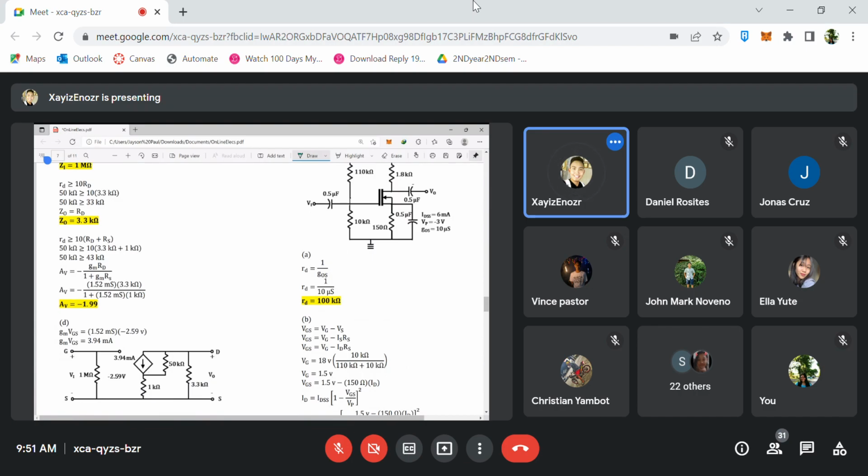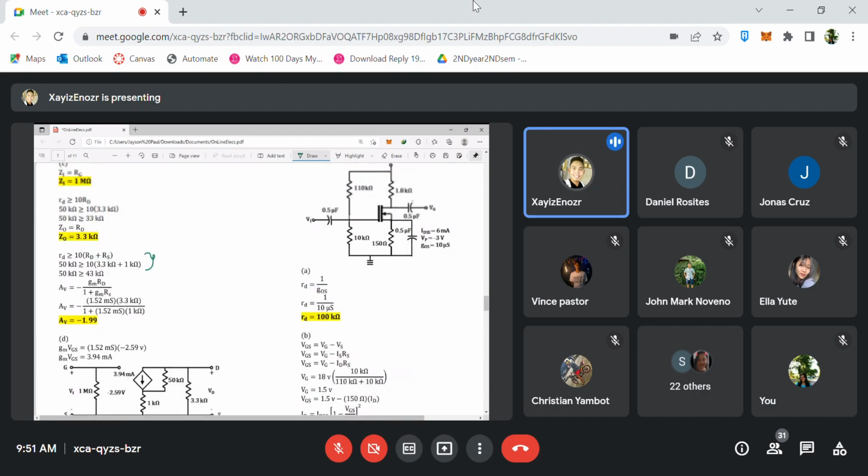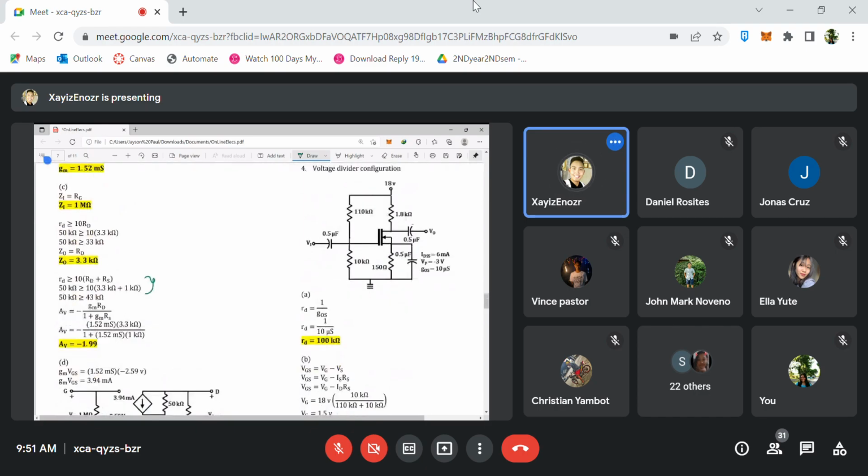voltage gain. So makita natin, since na-meet naman din yung condition for voltage gain na mas malaki yung ating dynamic resistance sa pinagsamang drain resistance tsaka source resistance. Okay, so we have here, ang gagamitin na lang natin is negative GM RD over 1 plus GM RS. So therefore, ang nakuha natin voltage gain is negative 1.99. So ano yung pagkakaibang nakita nyo?